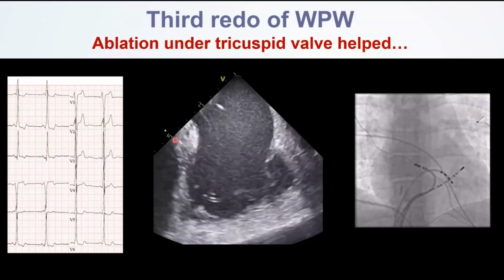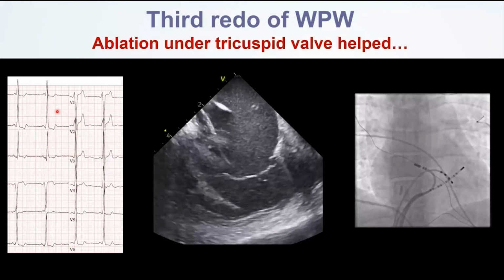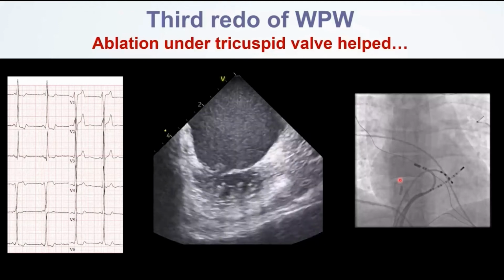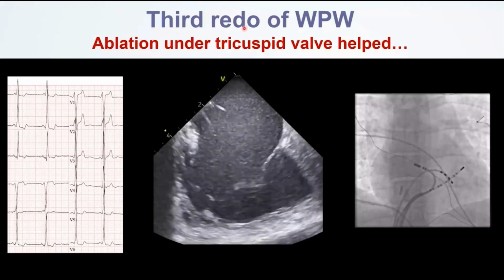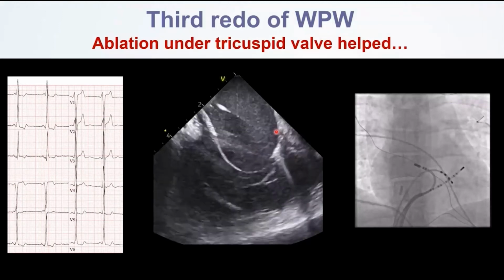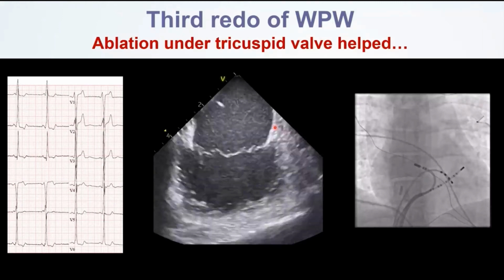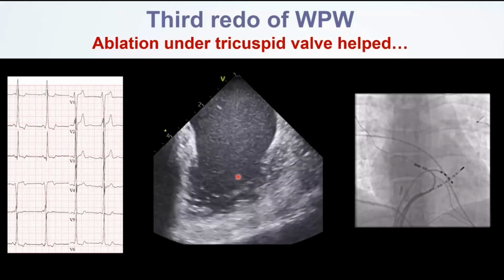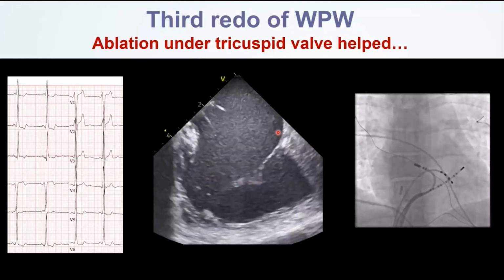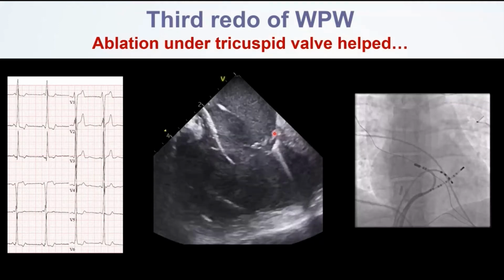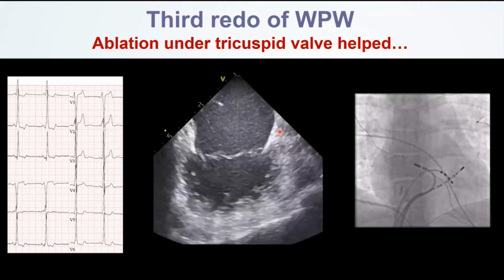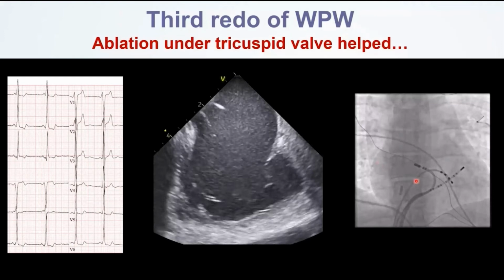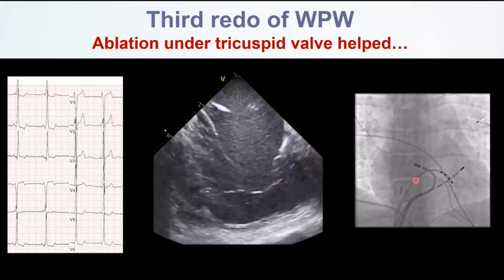Sometimes what may be useful also for the tricuspid accessory pathway is to use this position under the tricuspid valve. This was a case of the third redo of the WPW for anterolateral position. Everything was burned here, and we couldn't really do much there. So using Agilis we put the catheter inside the right ventricle and come back underneath the anterior leaflet of the tricuspid valve. And as you can see, this was a very stable position, and it was a single application that actually got rid of the pre-excitation and also the conduction over the accessory pathway.